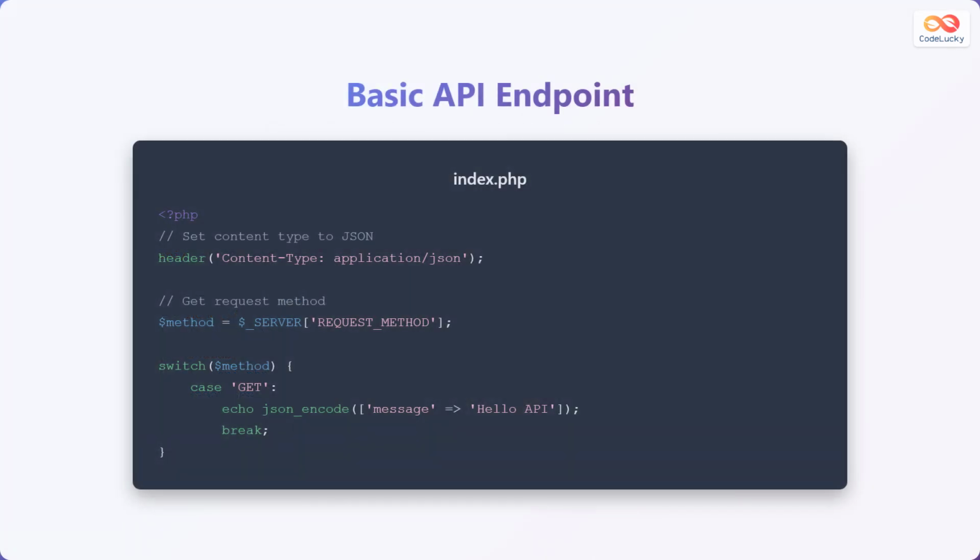Here is the code for a basic application programming interface, or API endpoint in the index.php file. First, set the content type to JSON, which stands for JavaScript Object Notation, using the header function. Then, get the request method from the server using the request_method variable. Use a switch statement to check the request method. If the method is GET, echo a JSON encoded message that says, "Hello API."